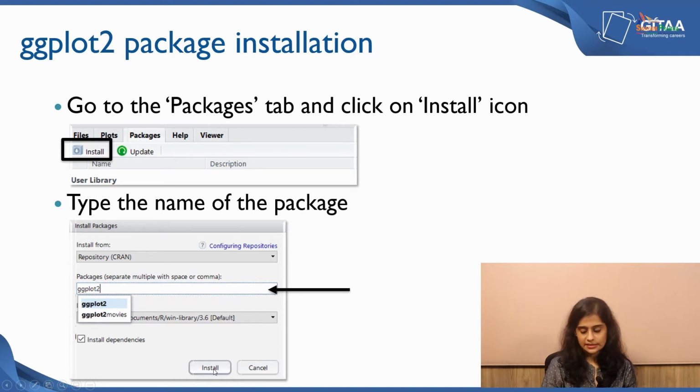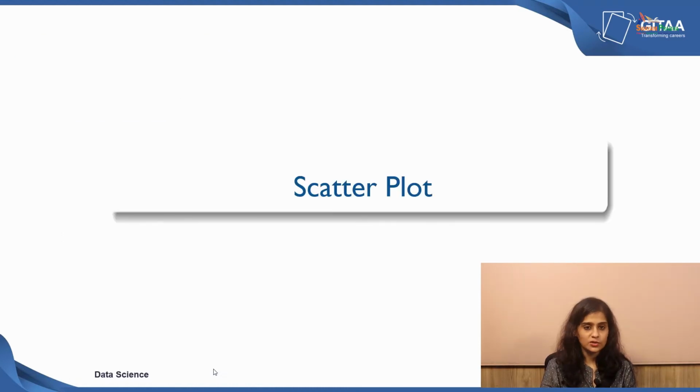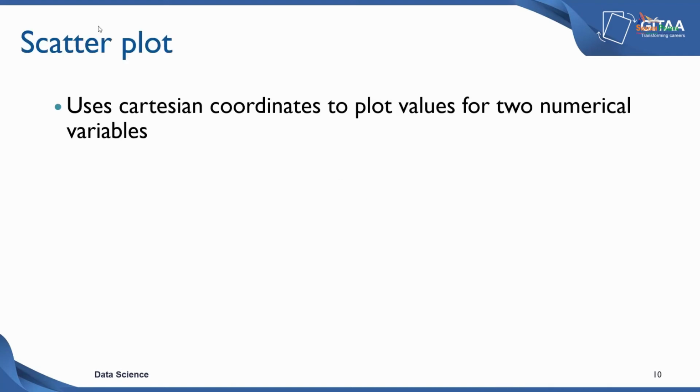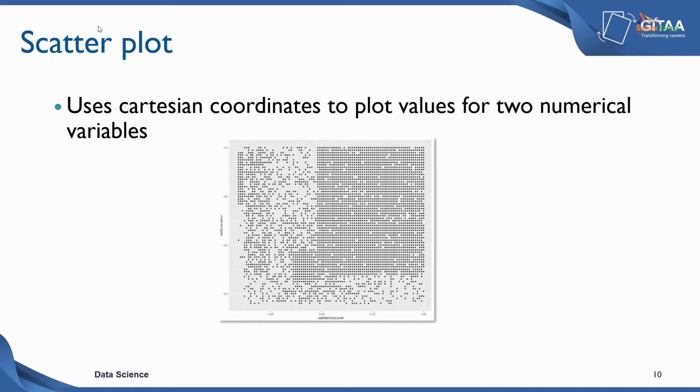Now this takes a while, a few minutes, and once it's done, then you can use the ggplot function. So now let's see how to generate a scatter plot. But before we go on and generate a scatter plot, let's first understand what a scatter plot does. A scatter plot uses Cartesian coordinates to plot values for two numerical variables. What you see here is an example of a scatter plot.